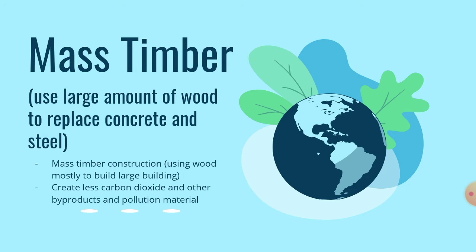Mass timber is a process introduced to replace concrete and steel with a large amount of wood, especially in construction. When large buildings are built using mostly wood, it will act as a large storage for carbon, and this process can create less carbon dioxide and lessens the pollution risk.